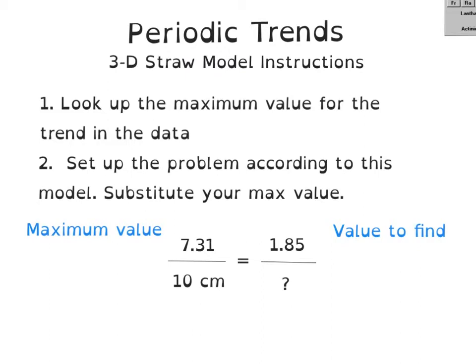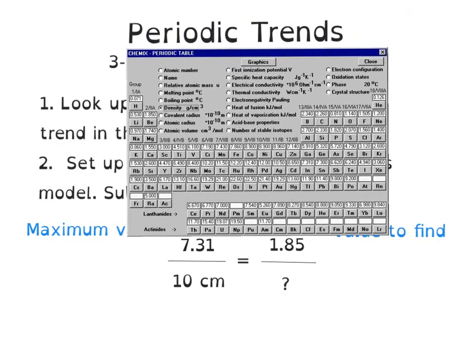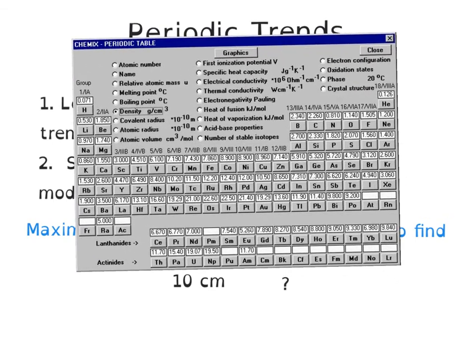The first step in making a straw model is you have to look up the maximum value for the trend on the data. Each of you will be given a set of data similar to this periodic table, and you will be looking at just the S and the P sections. So just this section here and this group here. You are only going to focus on just those values. You are looking for the maximum value. If you scan down through them, I believe the maximum value looks like it's going to be 11.9 for the sections that we're looking for.